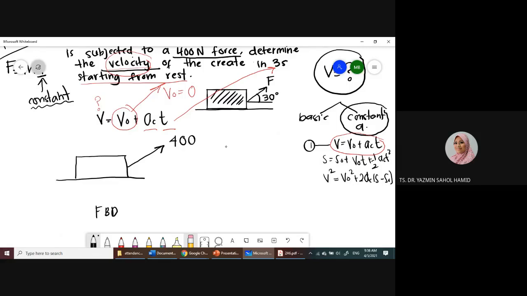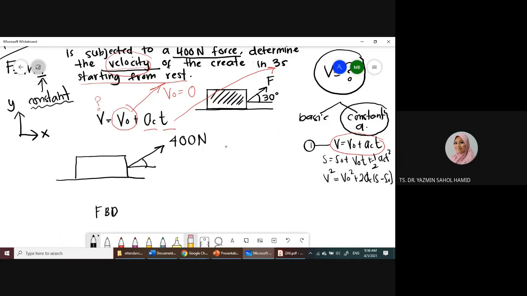400. Now for this question, we're going to use the rectangular coordinate system. That's why we're going to resolve all the forces. We need to resolve the forces in what direction? X and Y. Yes. So all the forces that you have in this diagram, you need to resolve all of it in the x and y direction.